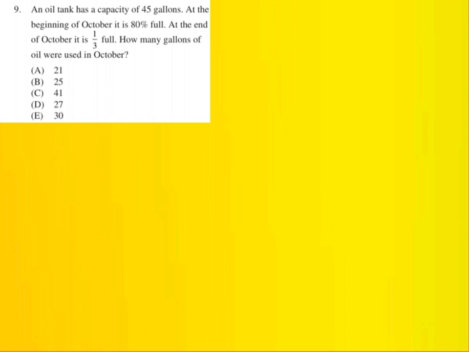So there is a tank with a capacity of 45 gallons. Basically, when full, it contains 45 gallons. At the beginning of October, it's 80% full. Basically, 80% of 45 is the volume inside the tank, which is 4 by 5 into 45, and that's basically 36. Initially, at the beginning of October, there were 36 gallons in the tank.